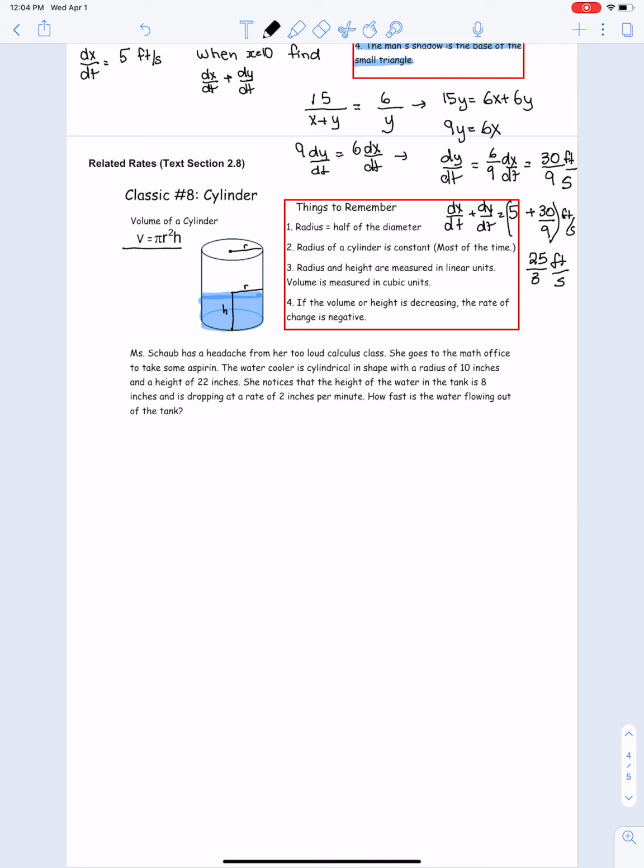So Mrs. Schaub, you can change that to Miss Lacani if you want, because she does actually have a headache today. Miss Lacani has a headache from her too loud calculus class. She goes to the math office to take aspirin.